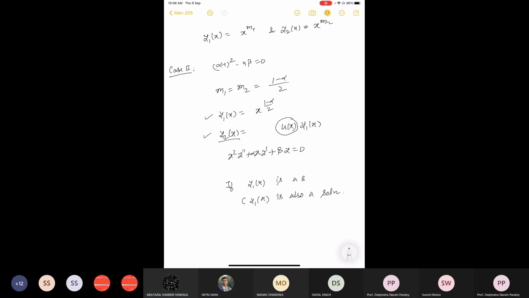I'm saying that when we write y2 is equal to u(x) into y1(x), does that guarantee that y1 and y2 are linearly independent? Yes. Why is it so?